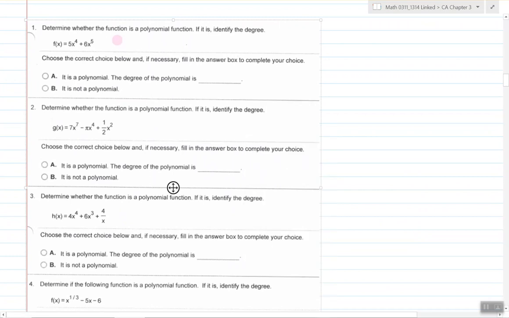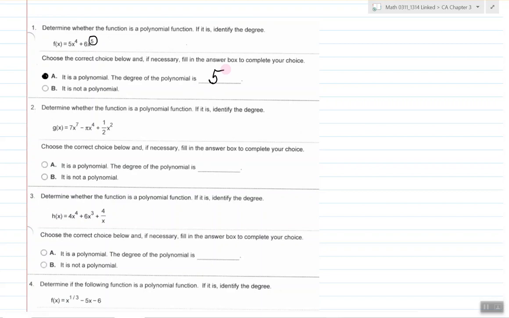What you need to do is take a look at the x's and their powers. If the powers are non-negative integers, in other words, positive integers, no x's in the denominator, no x's underneath square roots, then you are dealing with a polynomial function. So this is a polynomial function, and its degree is the highest power. So the degree of the polynomial is 5.